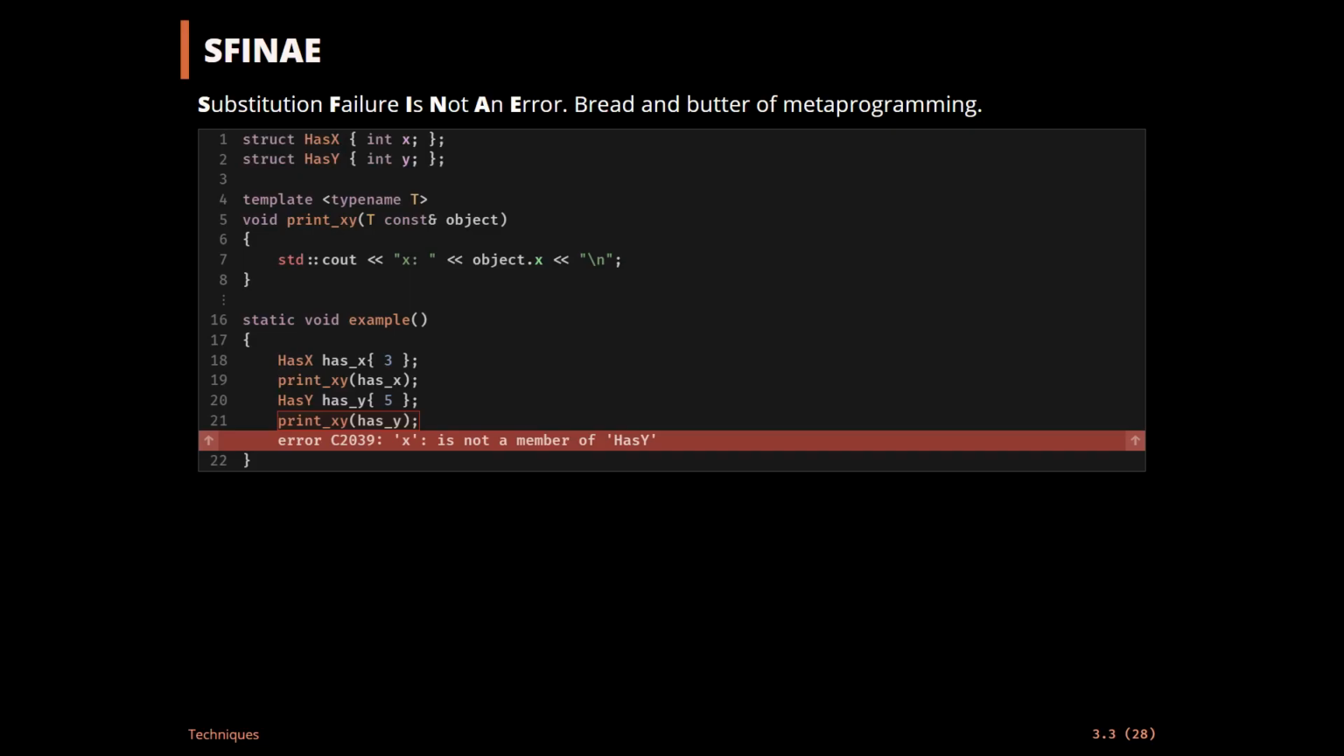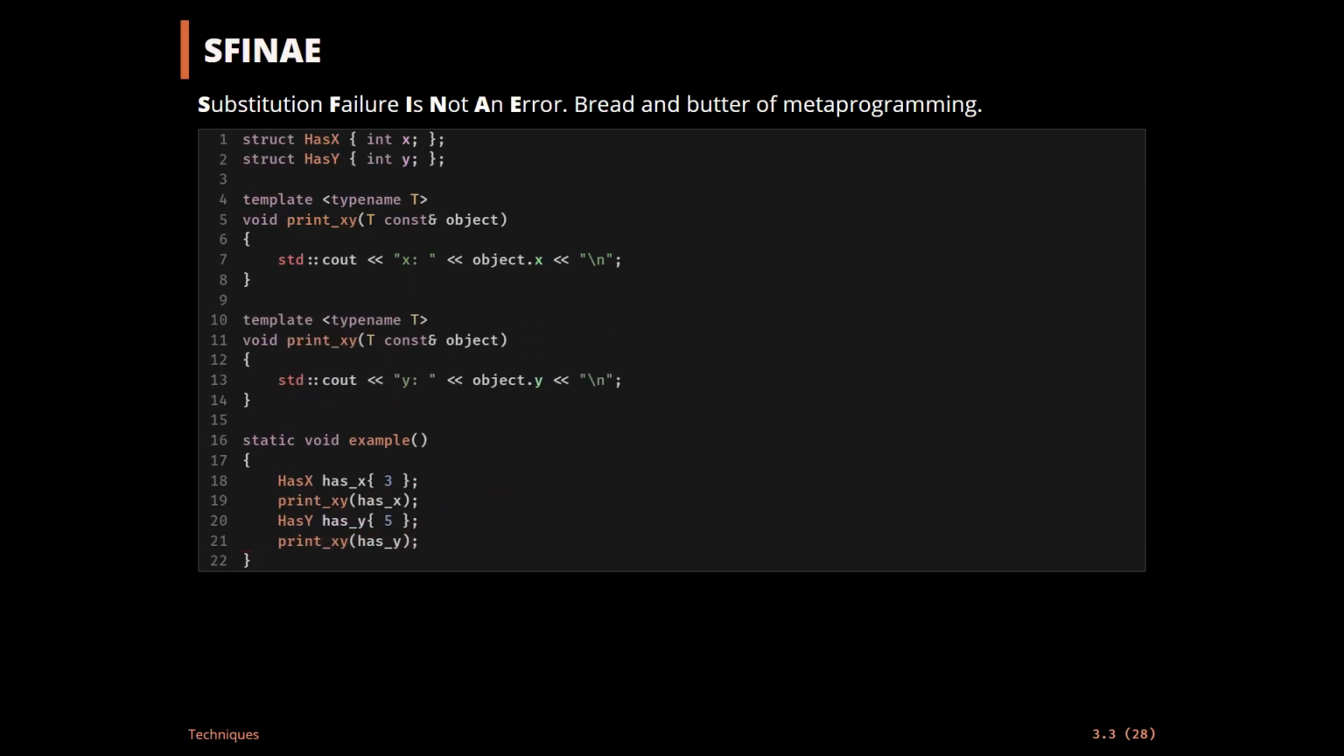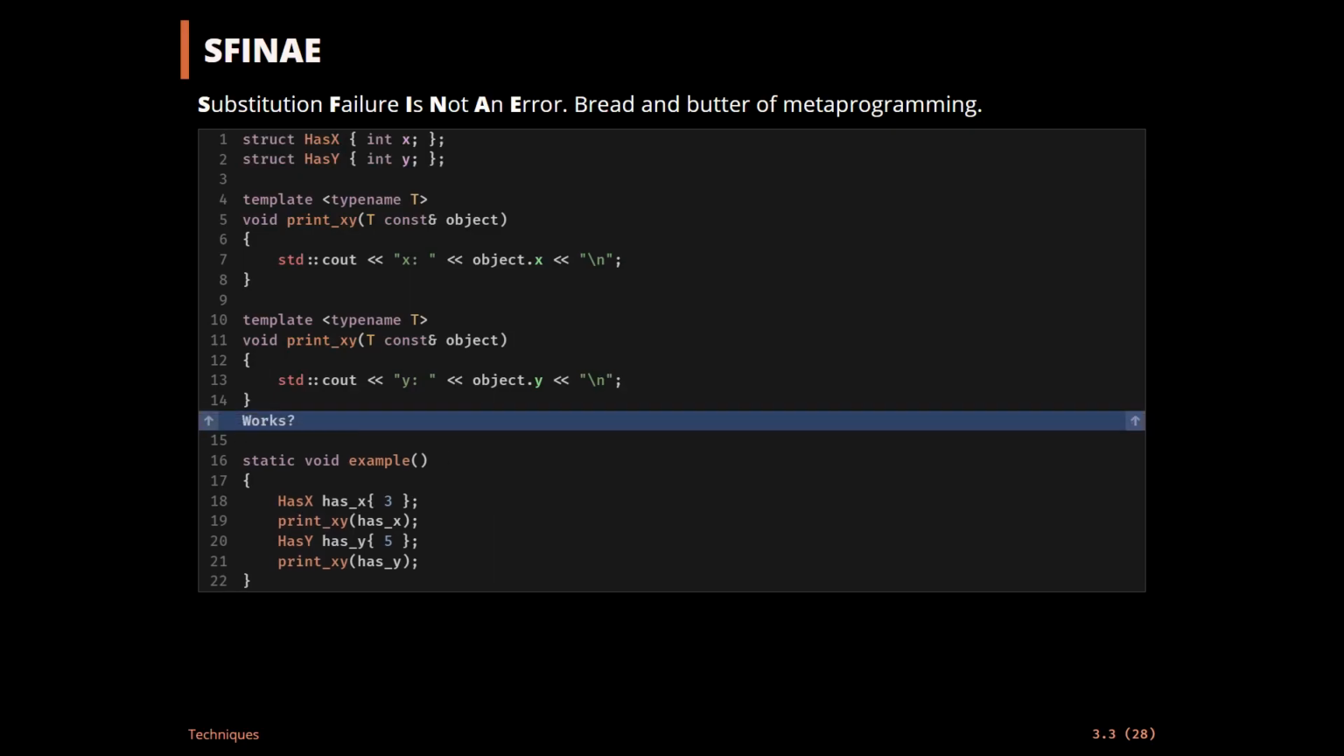Because we're going to change that. But that's a good point, right? At this point, you probably shouldn't be calling it printXY. So now we have another printXY, and all I did was change object.x to object.y and the string x to string y. So right, will this work?